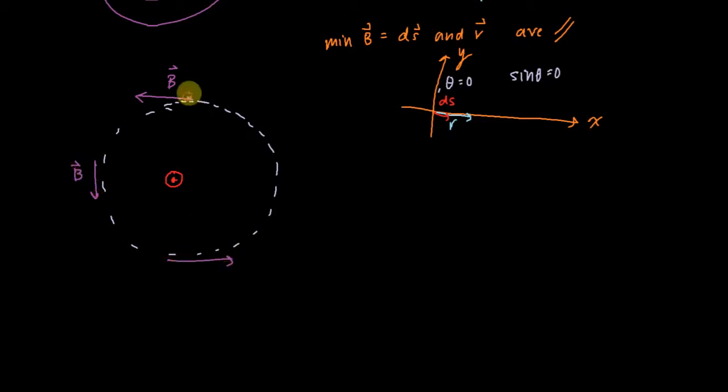At each of these points, let's call this point A, the magnetic field is going this way. At point B, the magnetic field is going down. At point C, the magnetic field is moving to the right. And at point D, the magnetic field is going up.